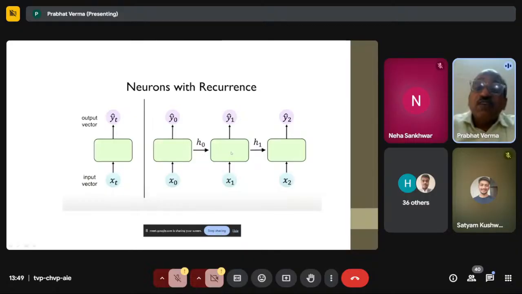That is a feature in RNN. So RNN, you can say, is based on this recurrence. There should be some dependencies between the time steps of the neuron.